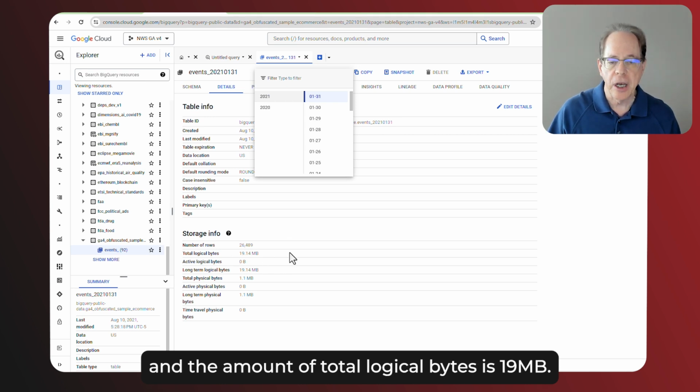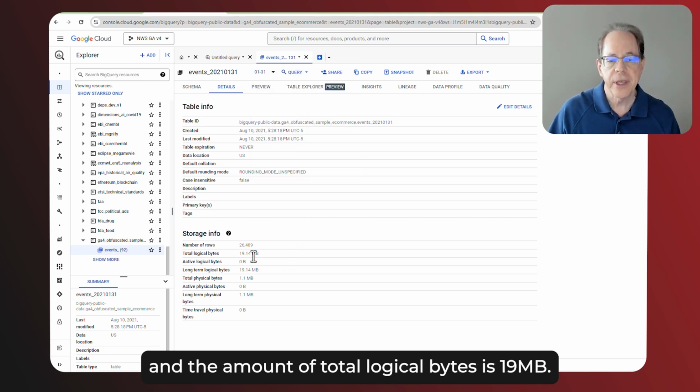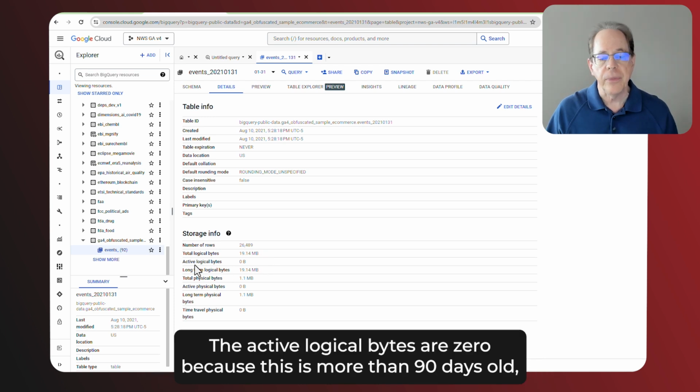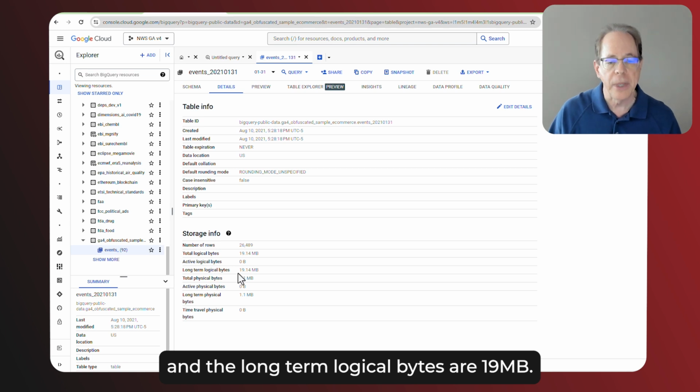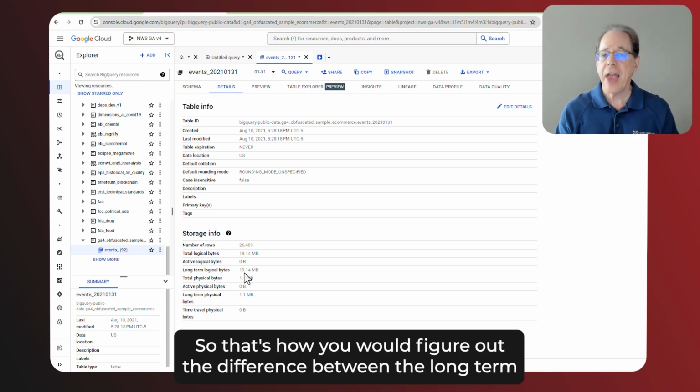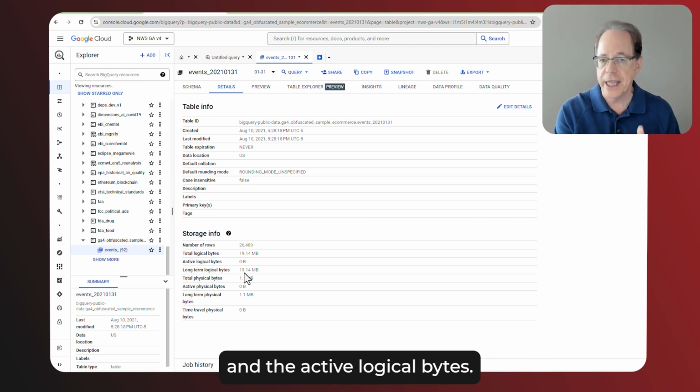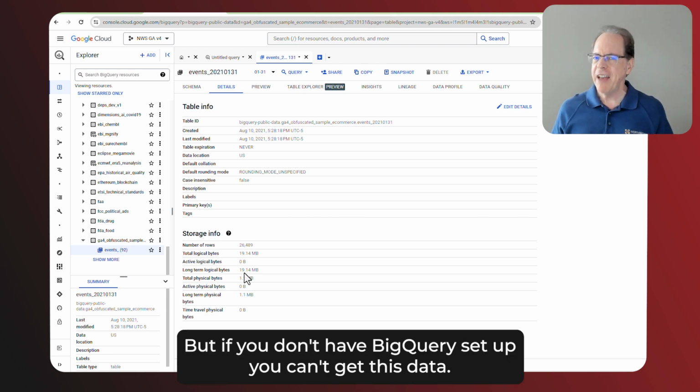And the amount of total logical bytes is 19 megabytes. The active logical bytes are 0 because this is more than 90 days old. And the long-term logical bytes are 19 megabytes. So that's how you would figure out the difference between the long-term and the active logical bytes. But if you don't have BigQuery set up, you can't get this data.